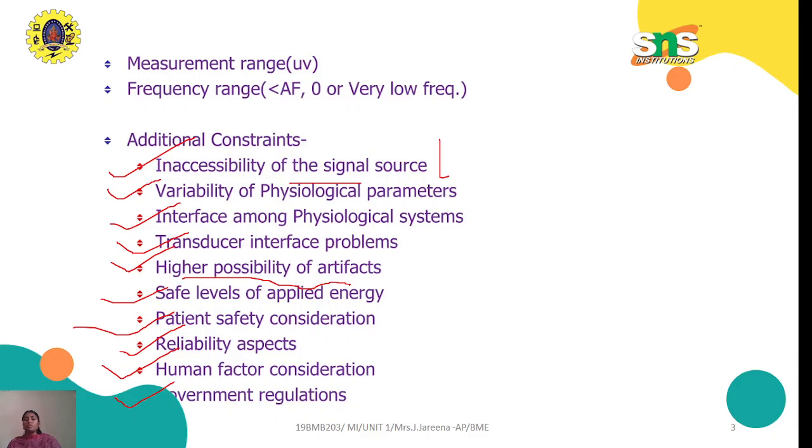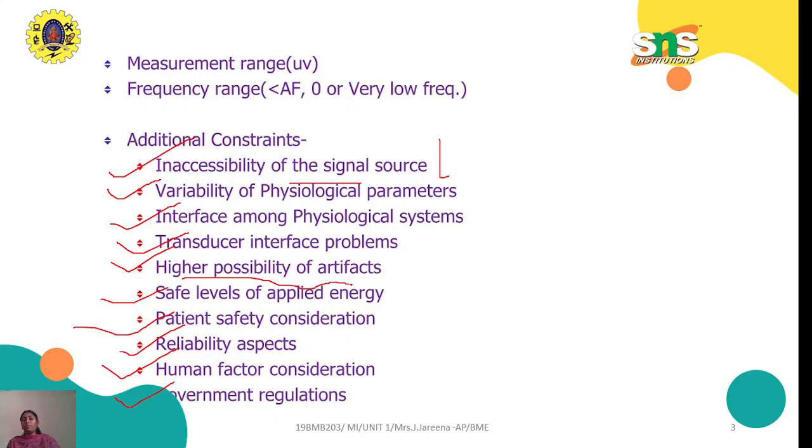So next one is the higher possibility of artifacts. Yes, the higher possibility of artifacts. The reason is that here we are measuring or recording the physiological signals from a live patient, okay, in a living being. So in that case, people have the tendency to move, all right, while taking measurement or while recording any data with the help of a medical device. That tendency of people to move will produce some artifacts, which will interrupt the recording of data.